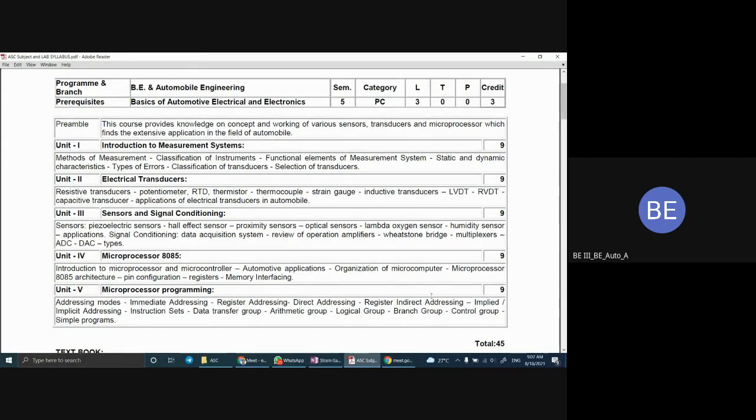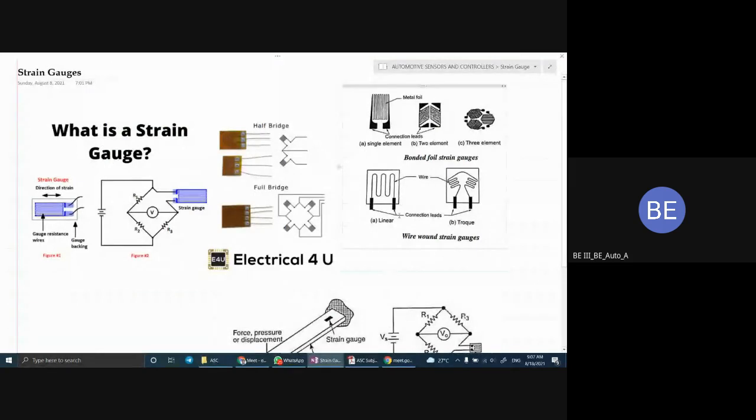So now we can see about the strain gauge. What do you mean by this strain gauge?